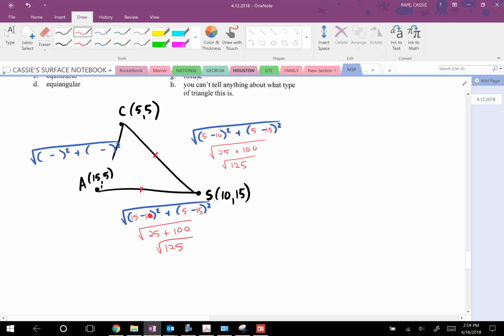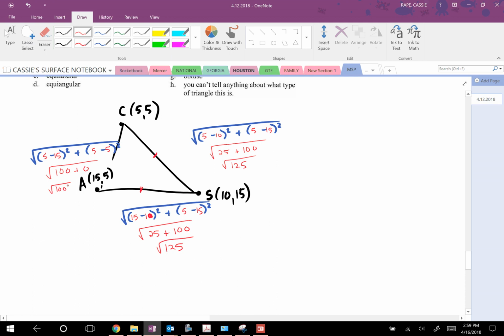The last one, you'll see the x's 5 and 15, and the y's 5 and 5. 5 minus 5 is 0. 5 minus 15 is negative 10, which when you square that quantity is 100, plus 0. That's the square root of 100.